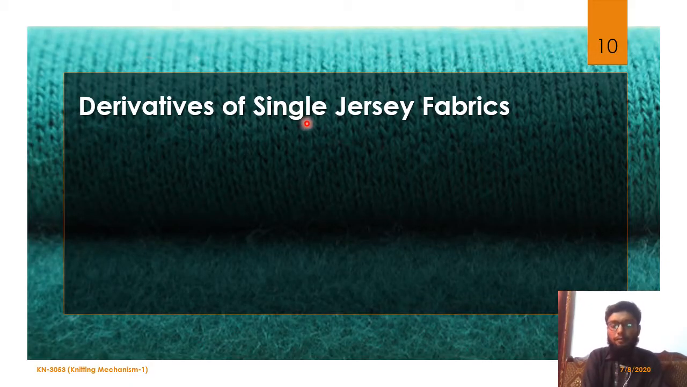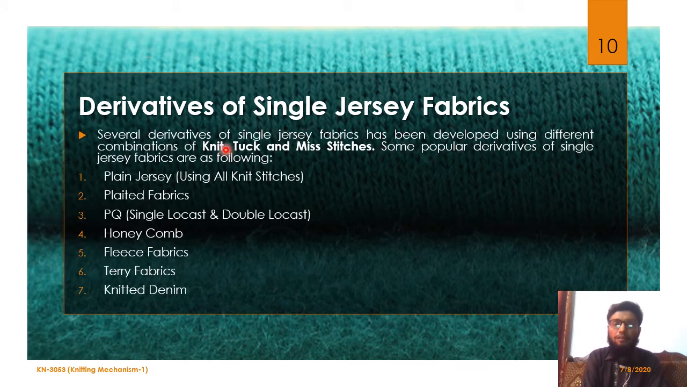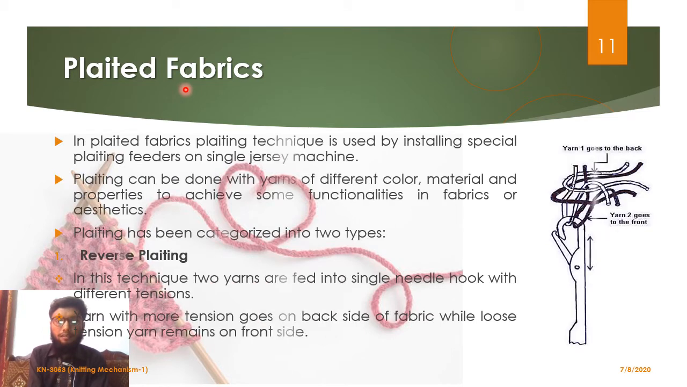Derivatives of single jersey fabrics. Single jersey fabric derivatives are constructed by different combinations of knit, tuck, and miss stitches. Following are the most commonly used derivatives of single jersey. We will discuss all of them in detail. Plaited fabrics. These fabrics are formed by using special plaiting feeders, and two yarns are fed from the hook of a single needle. These can be of different properties or color.